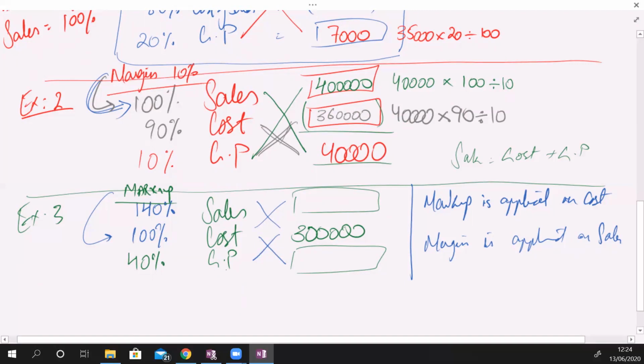Sir, so what you have to do is calculate the GP, right? Take the unknown as X. You're going to cross multiply: 300,000 into 40% equals 100% into X. Eventually it will get divided, right? So this is 120,000.